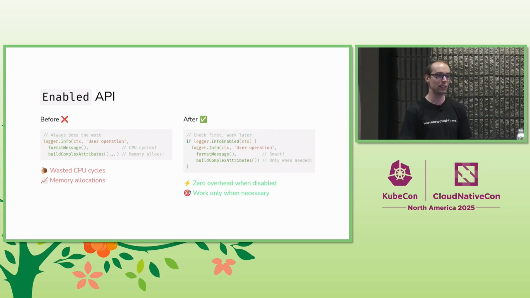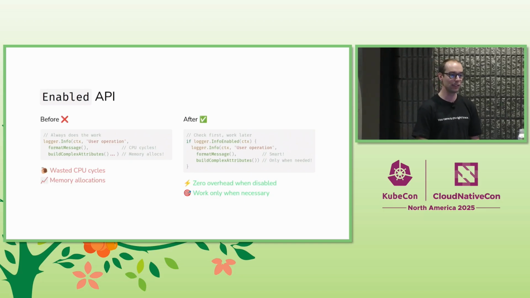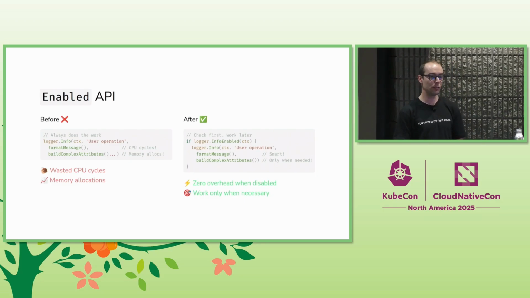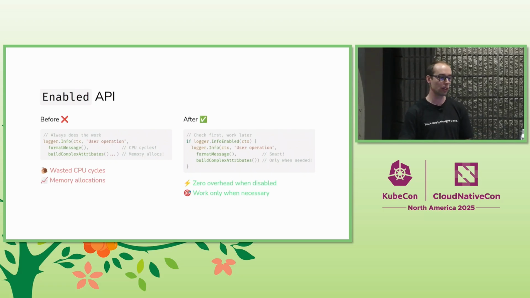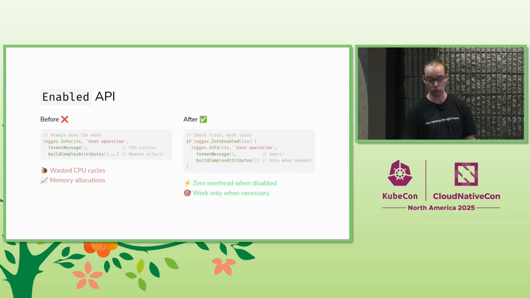So recently in OpenTelemetry, we have added an enabled API, and this is just a way to check, before emitting something and constructing the log record, if somebody actually needs it and is interested in it. So the idea is simple. Before spending time on the CPU and making some heap allocations, let's check if somebody is actually listening and wants to have this log record.